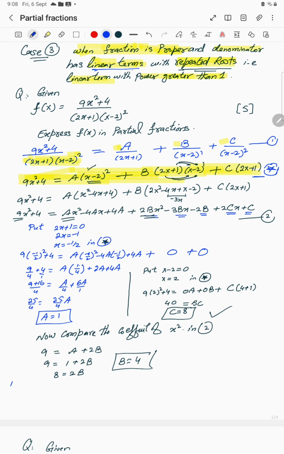Final result is 9x square plus 4 whole divided by 2x plus 1 times x minus 2 whole square. That gives me a is 1 over 2x plus 1, plus b is 4 over x minus 2 with power 1, plus c is 8 over x minus 2 whole square.